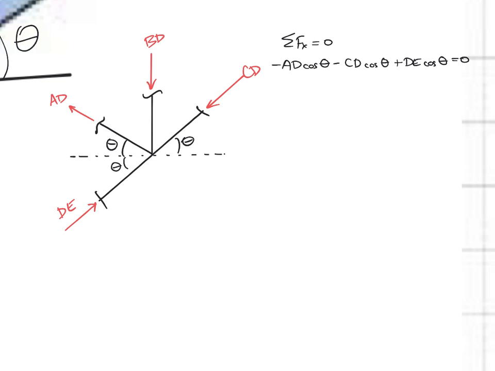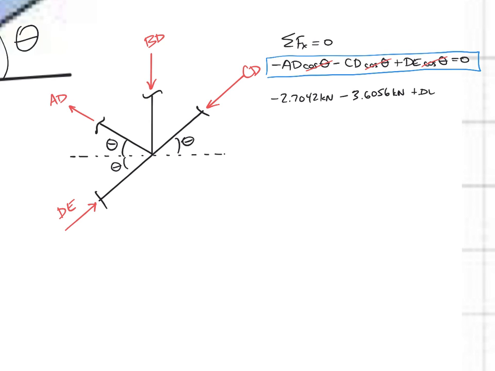Now the nice thing in this case, again, this is my 3 points right here, is all these cosine thetas, I can just divide them straight out like that. I don't even have to plug them in if I don't want to. So I end up with negative 2.7042 for AD, kilonewtons, minus CD, which is 3.6056 kilonewtons, and plus DE equals 0, so DE equals 6.3098 kilonewtons. Cool.